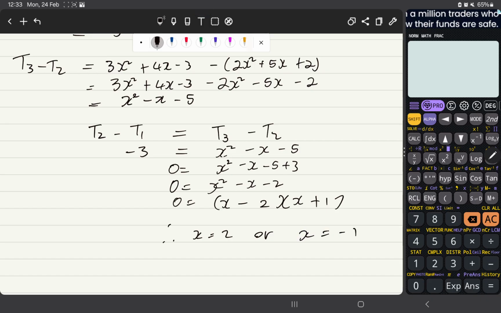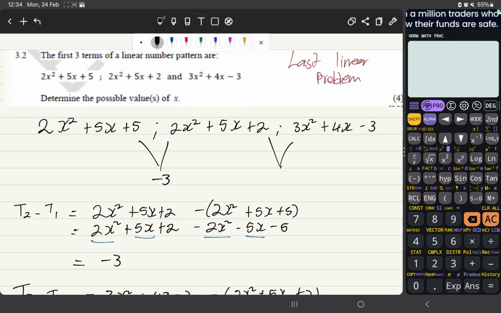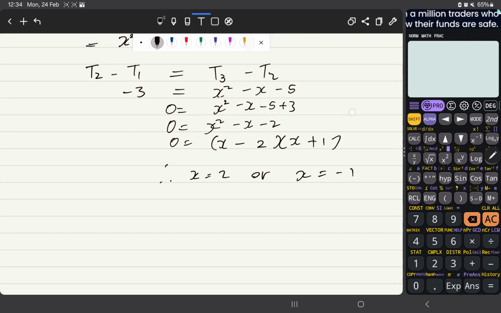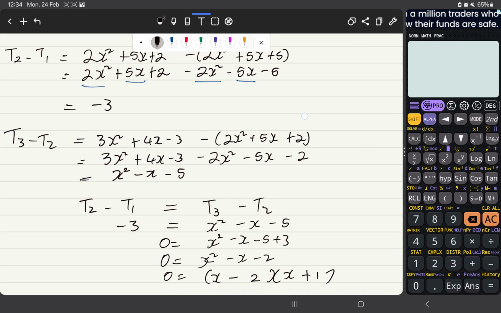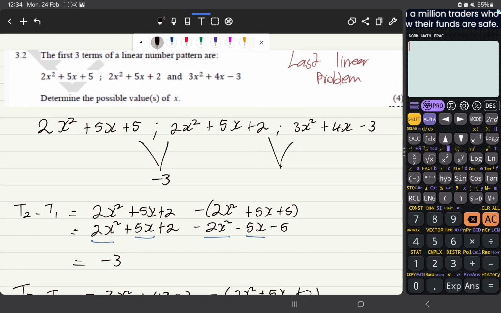Right. Let me do something else that's a little bit more fun. We are done solving this problem. It says determine possible value or values, which we did, and it's 4 marks, so it makes sense for it to be this short. I'm going to cook up something using what we just learned.